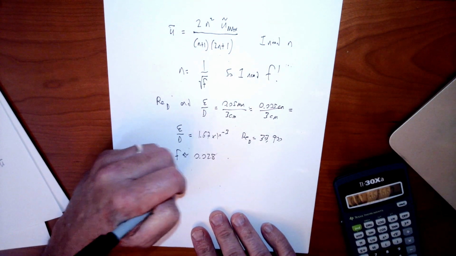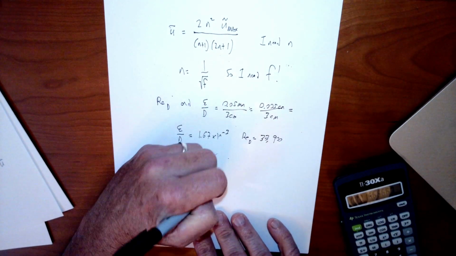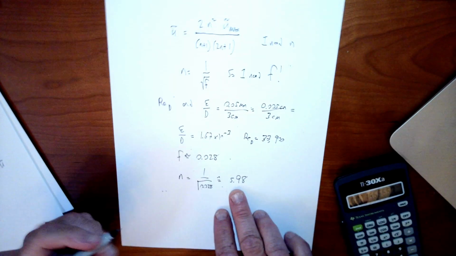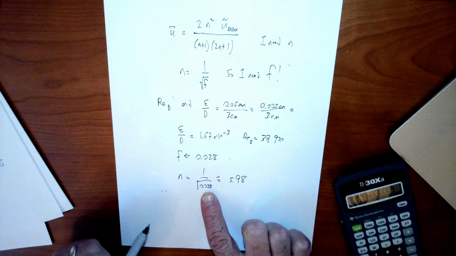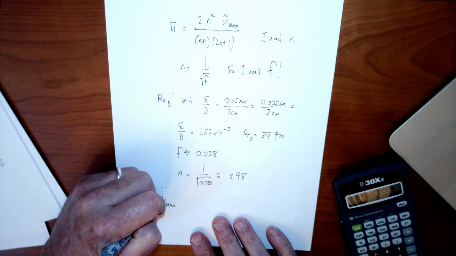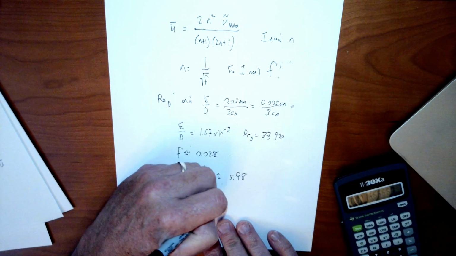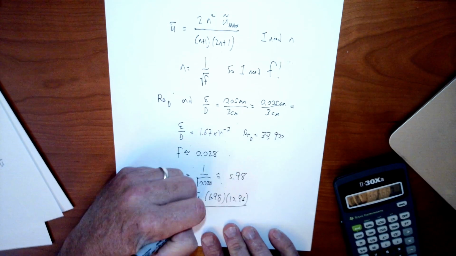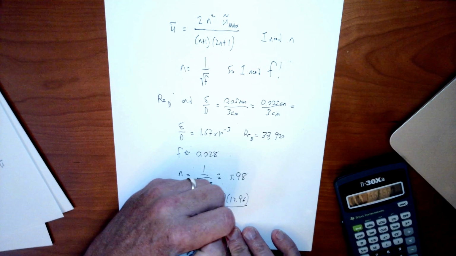So that allows me to calculate my n. I put in n is 1 over the square root of 0.028. And that comes out to be 5.98. Well, that comes out to be exactly 5.98. It's the 0.028 that's approximate. So my n is 5.98. That means that U max, with a little tilde sign, is equal to the average times (n plus 1)(2n plus 1) divided by 2n squared.